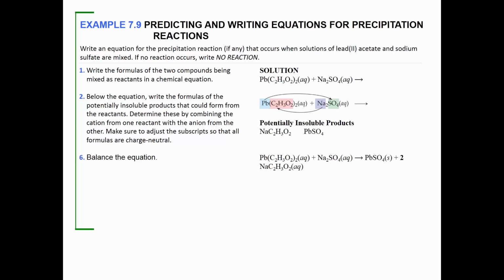Okay, so here's the balanced equation. We have lead sulfate and sodium acetate as our products. We have just 1 lead, just 1 sulfate, so that one's fine. 2 acetates and 2 sodium, so we put a coefficient of 2 in front of the sodium acetate.